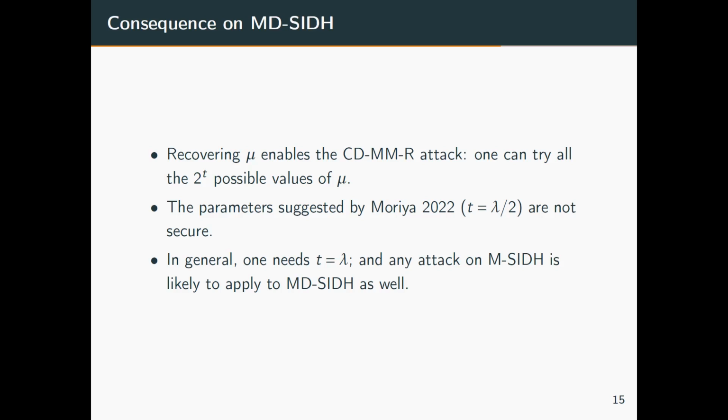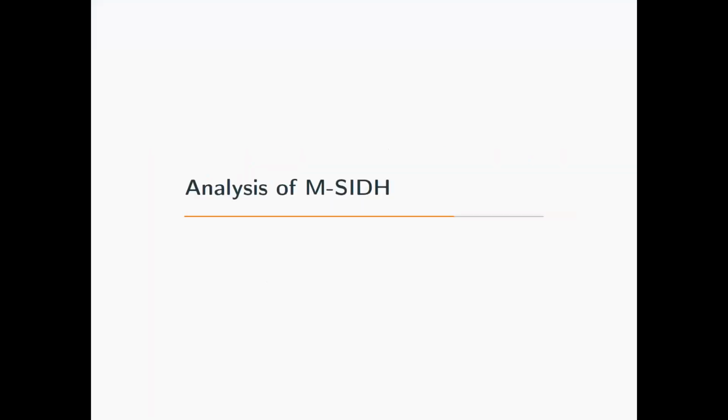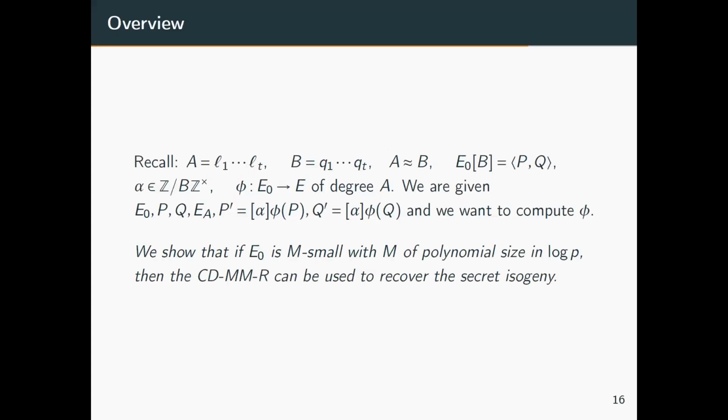So this is for max degree. Now let's look at max SIDH. And yeah, the news is not good either. So what is the problem here? The problem is that you have A defined this way, B defined this way, and then you have the same setting as before. Then you are given the images of torsion points up to a scalar. Then you want to recover the secret isogeny.